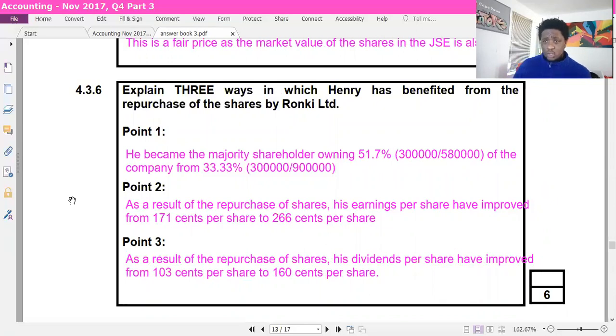And the other points as well could have been valid, but I decided to go with these ones. So also, there's usually more answers than the required. So just make sure that you pick the points that you think are the strongest and the ones that you are able to articulate well, so that you can get the best possible marks.